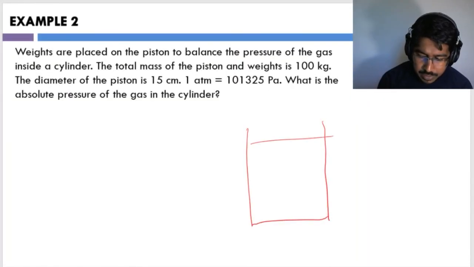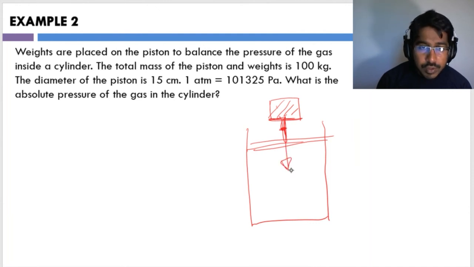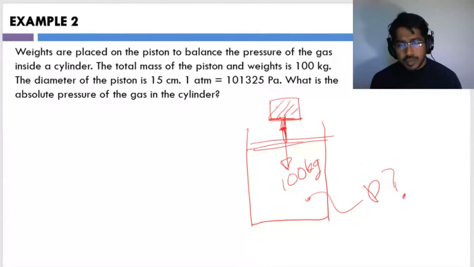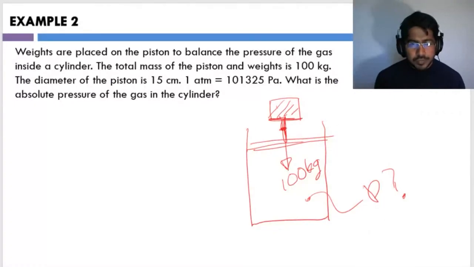So in this case, we have a piston cylinder mechanism and some weight is placed on it, and the total weight of the piston and this thing together is given to be 100 kilograms, right? And the atmospheric pressure is given as well, and the question asks for the absolute pressure inside the chamber. Pressure inside the chamber. Please let me know once you got the answer.